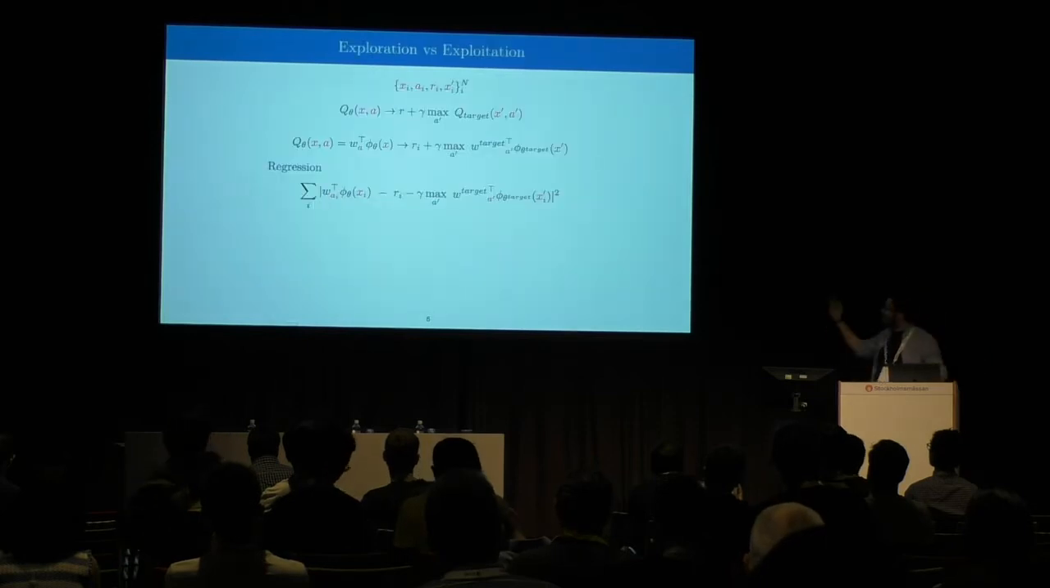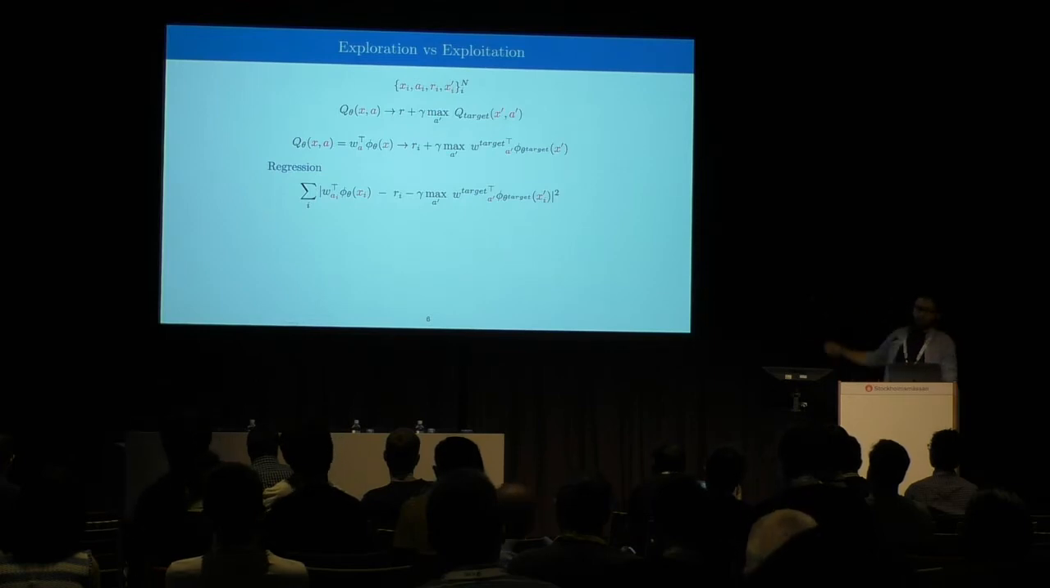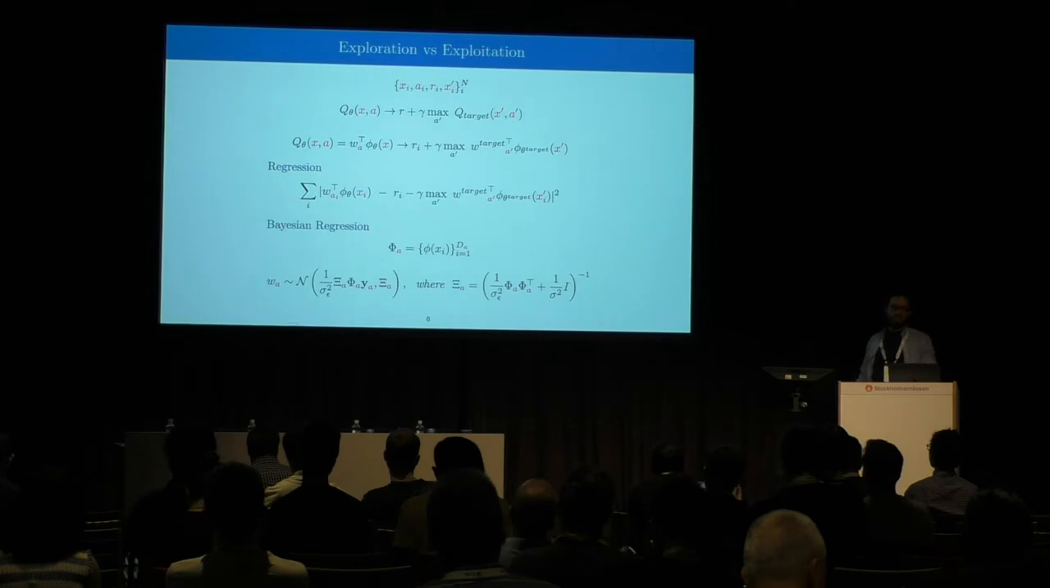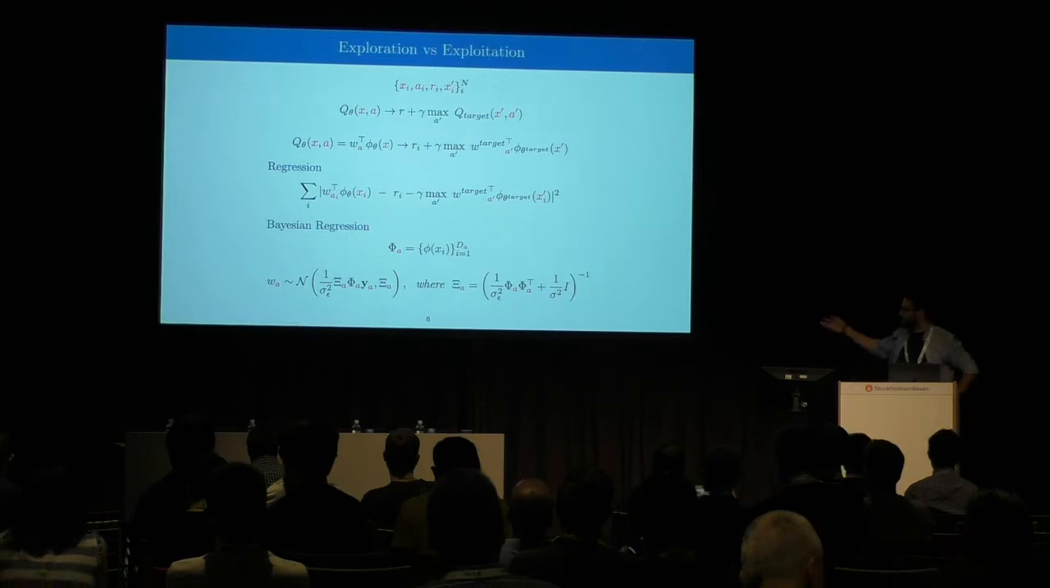So how can I get this confidence? How can I approximate it? Instead of solving this regression problem, I solve a Bayesian regression problem, and I can fit it with a Gaussian distribution. Why Gaussian? It has a nice property: the prior and likelihood are conjugate, so you have a closed form.